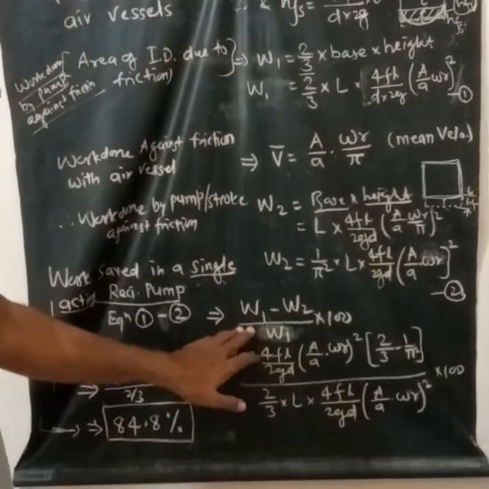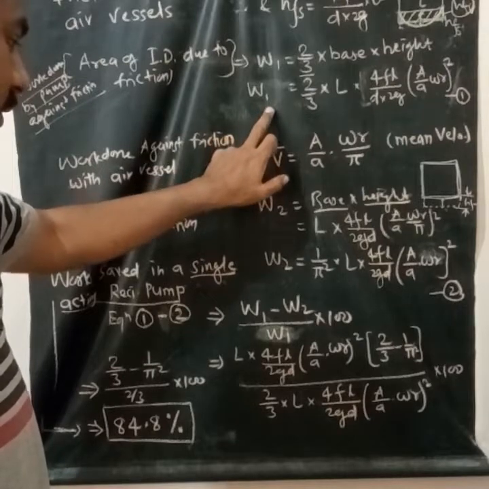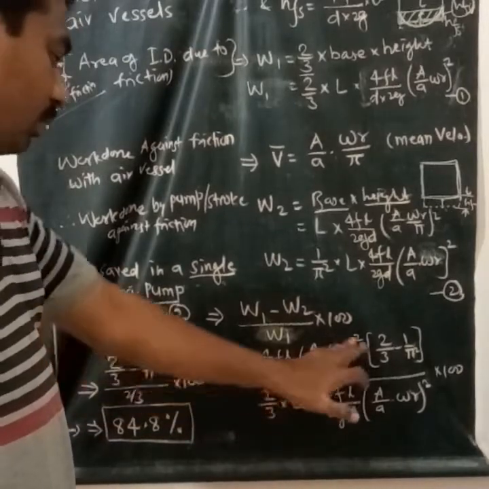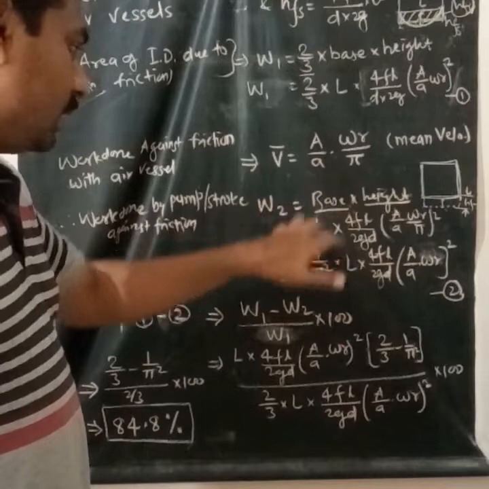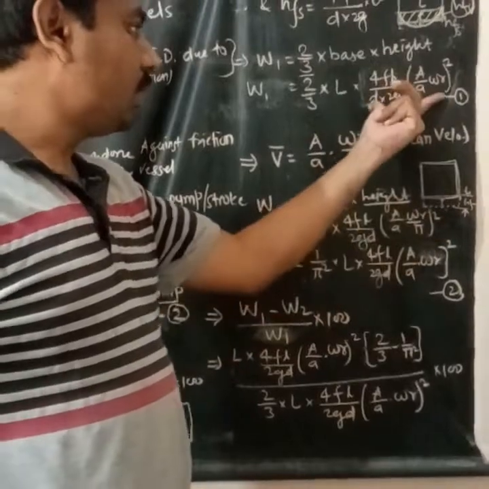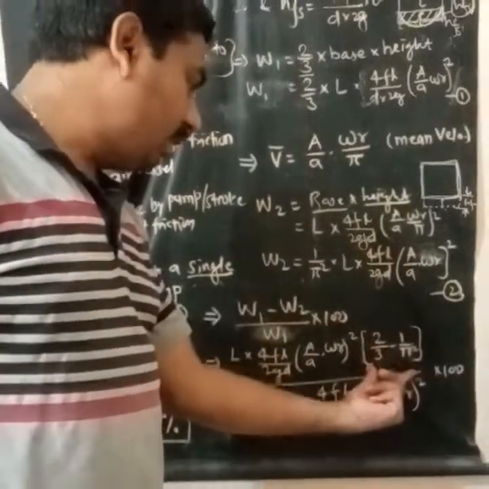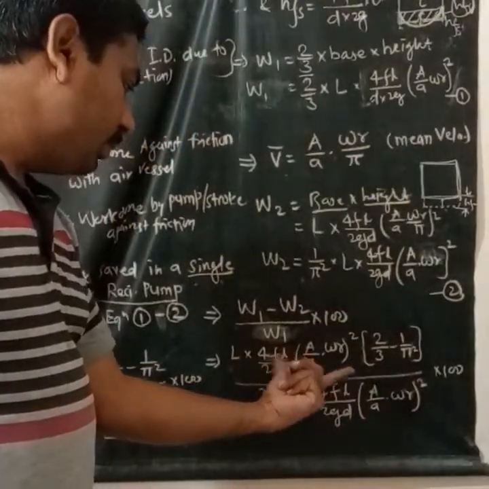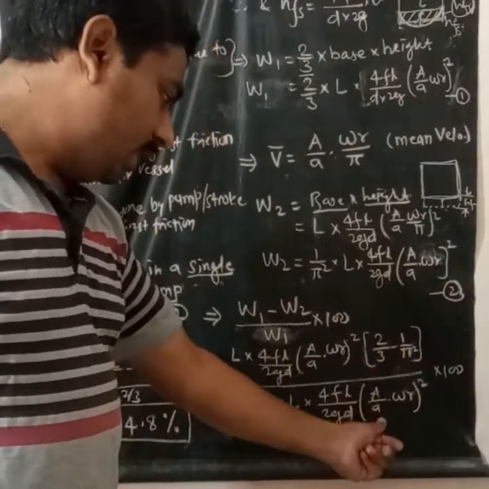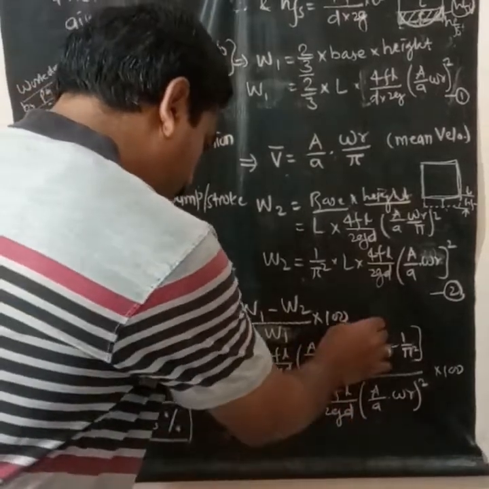That is the equation: this W1 is equal to what? In the earlier equation, that is 2/3 of L into 4FL V square upon 2GD, minus again the same equation, that is W2, 1 upon pi square into again the same expression. So for the simplicity, I have taken out the same equation outside and the remaining in another bracket. So it will be L into 4FL upon 2GD, A by A omega r square, in bracket 2/3 minus 1 upon pi square, and upon this 2 by 3 L 4FL upon 2GD A by A omega r square. So this term is going to be cancelled.